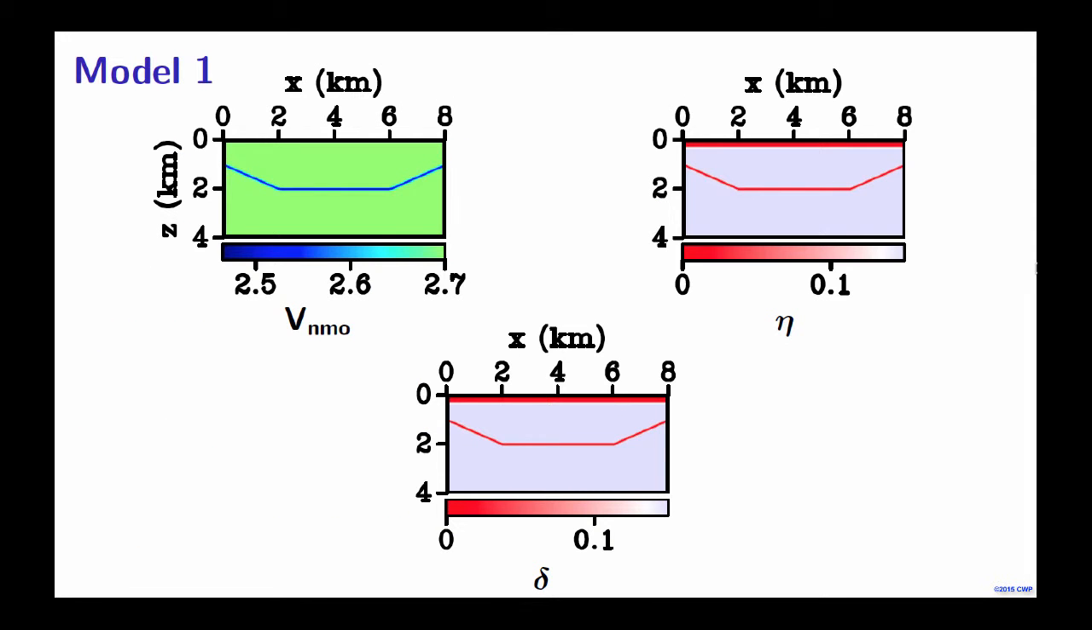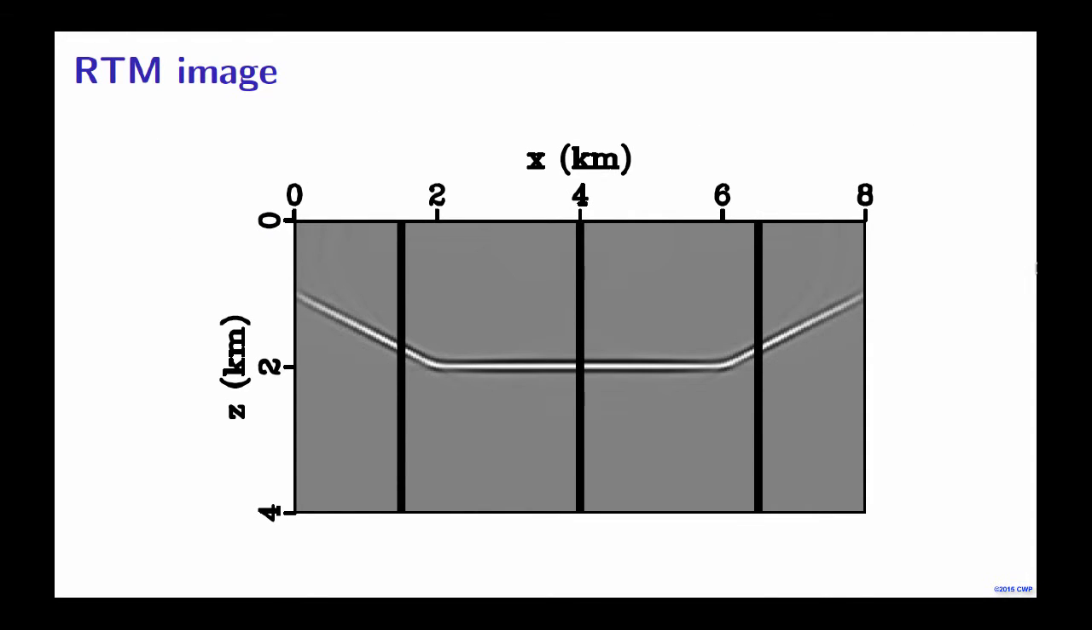Well, the first model is a simple model. The interface has horizontal and dipping segments, and in the VTI medium, all three parameters are constant above the interface. The actual values of eta and delta are equal to 0.15. This is the conventional RTM image obtained with the actual velocity model. The interface is properly placed and well focused.